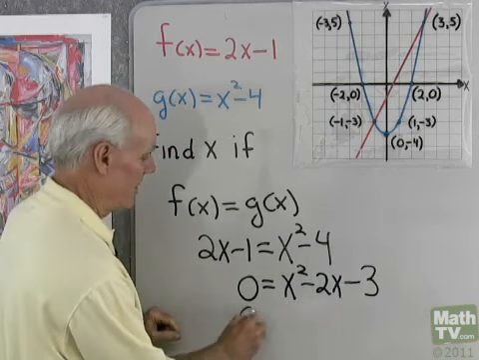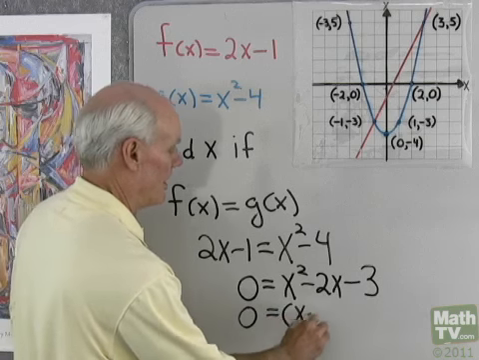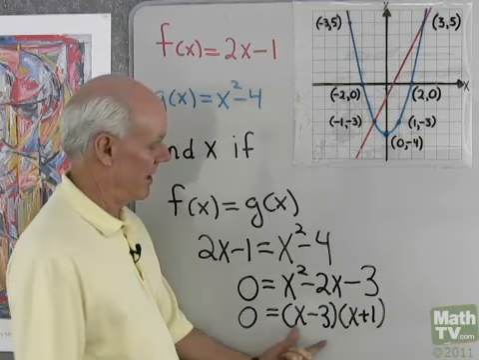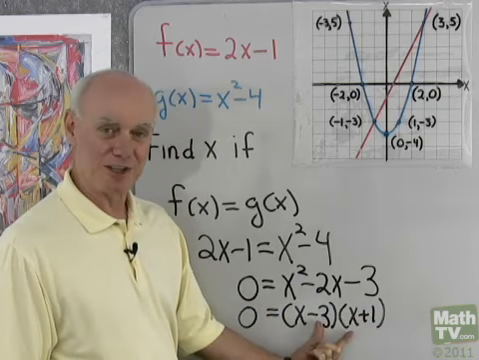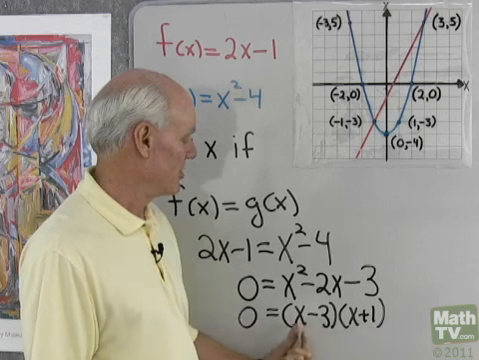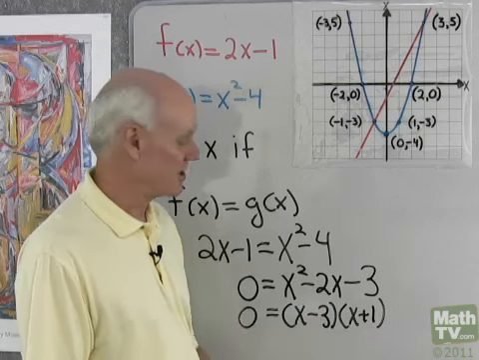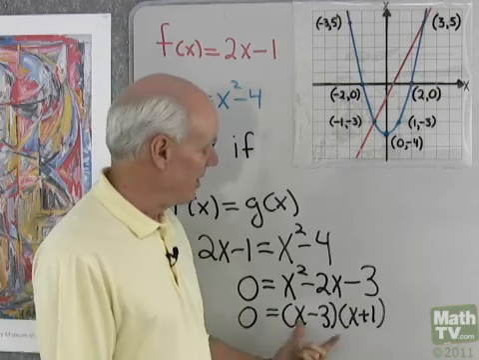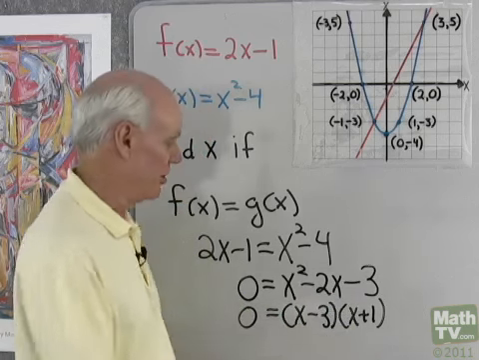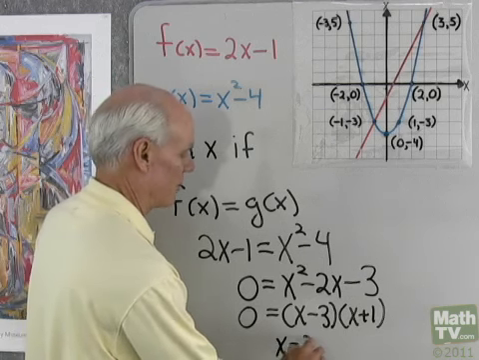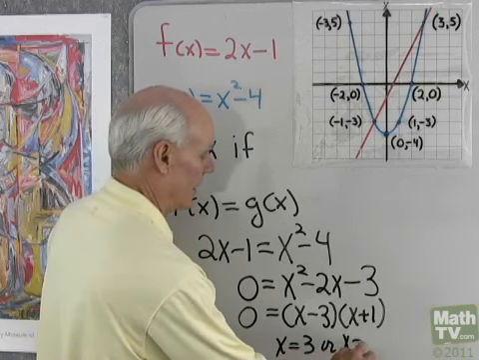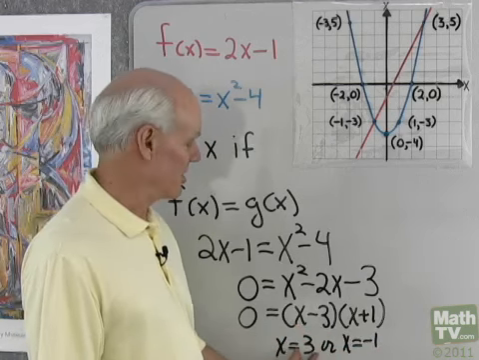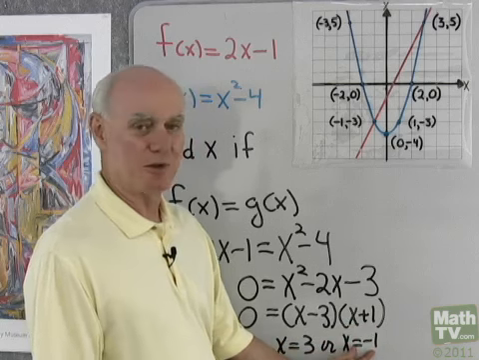I'll factor it. 0 is equal to x minus 3 times x plus 1. I'll check the middle term, -3x here, +1x here, they add up to -2x. The last term will be -3 times +1. That gives me -3. When I set these two factors equal to 0, I end up with x is equal to 3, or x is equal to -1. What makes this 0 is x equal to 3, and what makes this 0 is x equal to -1.